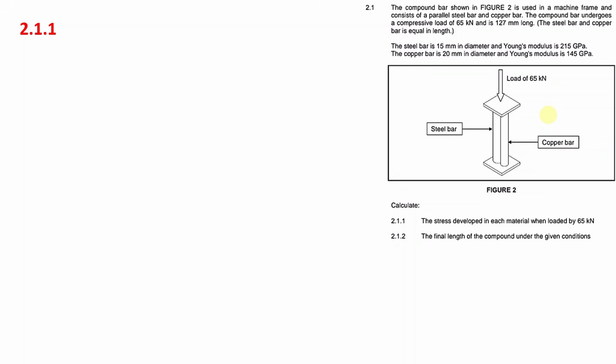Having said that, we will call the steel bar 1, because we have two bars here and we need to label them when we do our calculations. The steel bar we will call 1, and the copper bar we will call 2. One thing that we know is that the load carried by the steel bar, F1, plus the load carried by the copper bar, F2, will be equal to the total compressive load on the system, which is 65 kilonewtons, or if you want, 65,000 newtons.